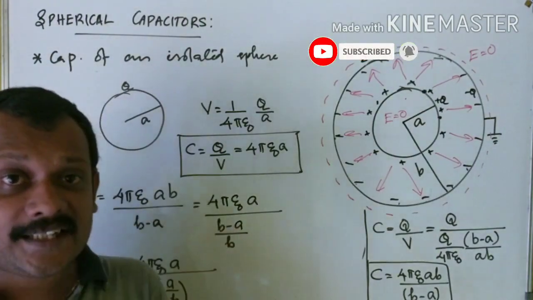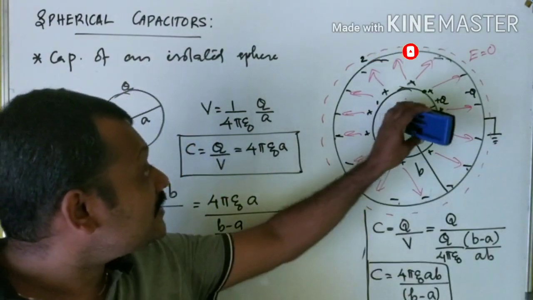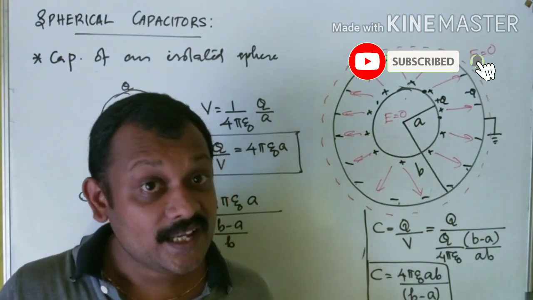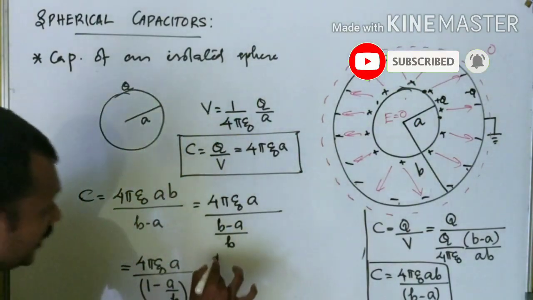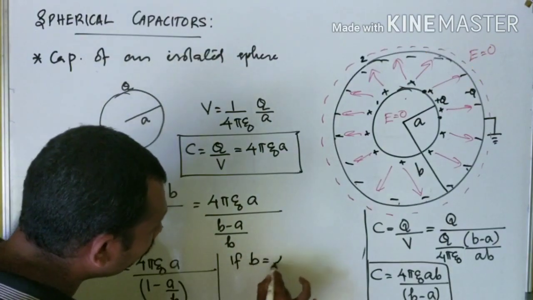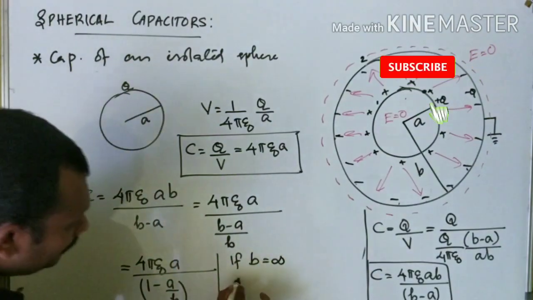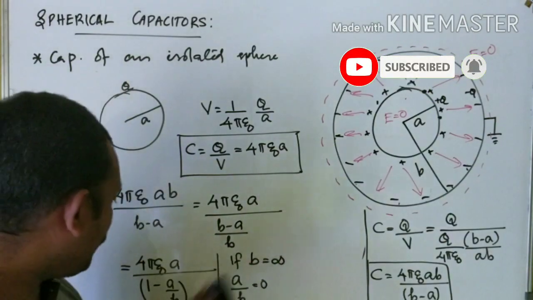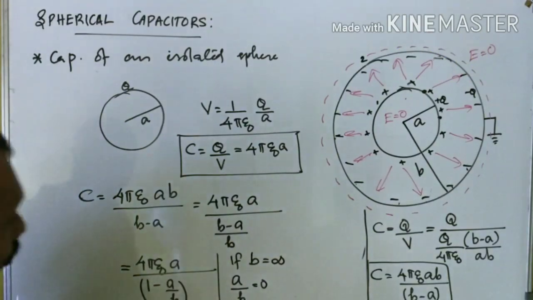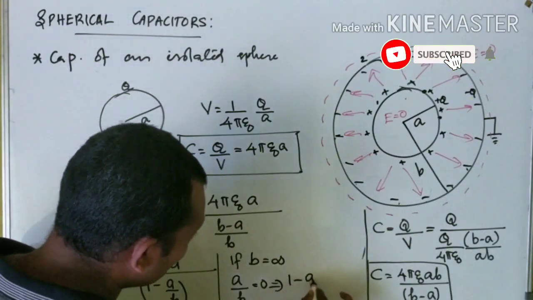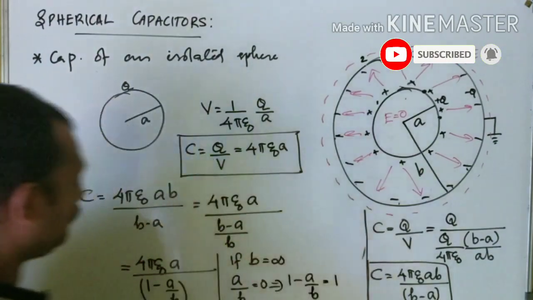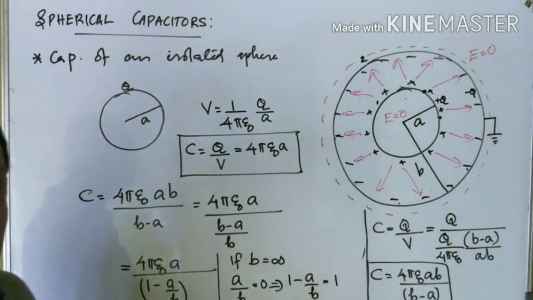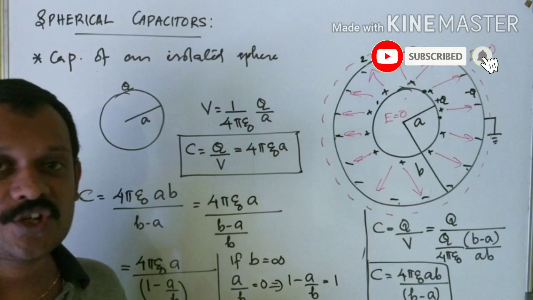I told you, in order to get the capacitance of an isolated sphere, consider the radius of the second sphere to be infinity. That means if B is equal to infinity, then A by B is equal to 0. If A by B is equal to 0, then 1 minus A by B is how much? 1. If 1 minus A by B is equal to 1, what is the capacitance equal to? 4 pi epsilon 0 A.